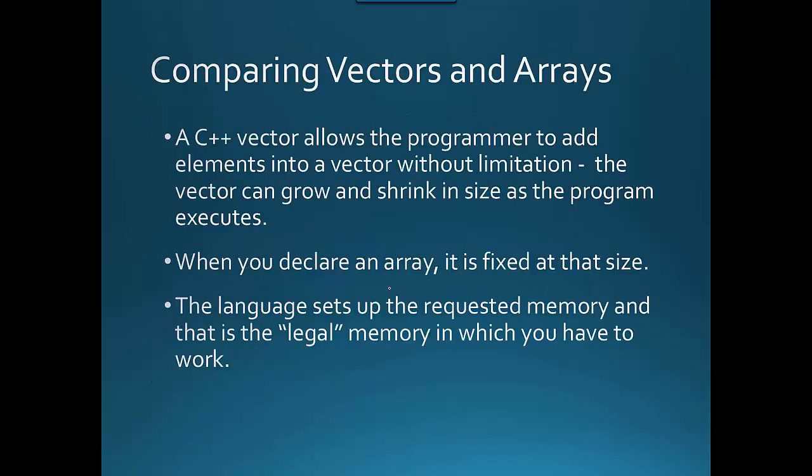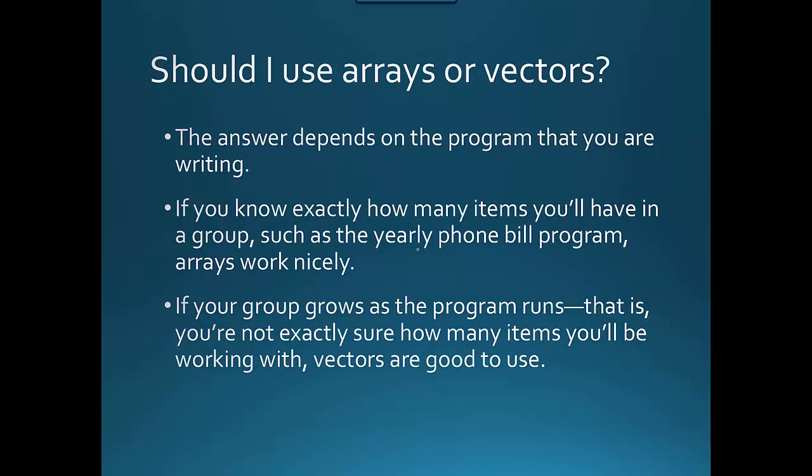So you've learned vectors before. Vectors allow a program to add elements into a vector without limitation. So the nice thing about vectors is they can grow and shrink in size as the program executes. When you declare an array, it's fixed at that size. So if you know how large something is going to be, then an array makes sense. If it's going to be more dynamic, then a vector makes sense. And so that's the logic. If what you're doing is dynamic, then you would use your vector.